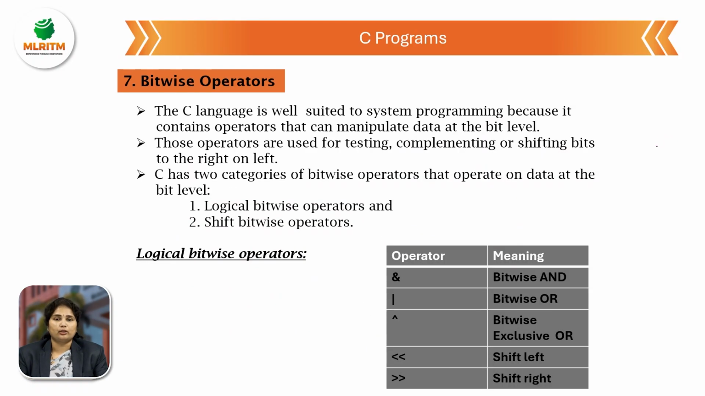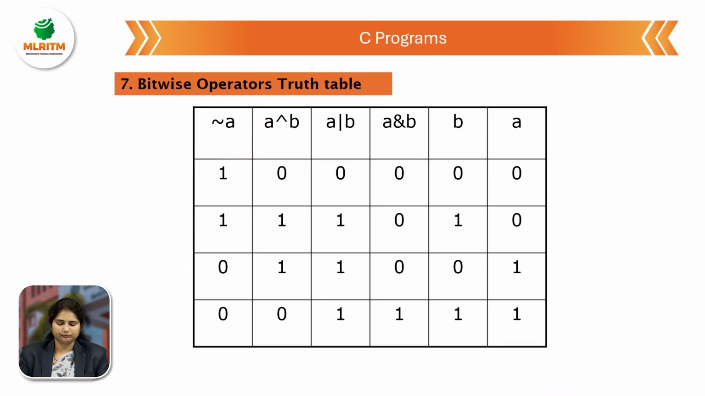Next, bitwise operators. Some of the bitwise operators we will use are bitwise AND, bitwise OR, bitwise NOT, left shift, and right shift. These are the bitwise operators in C language we will use. This is the truth table we have to follow for writing true or false between the two variables. Two operands, A and B, we will check.